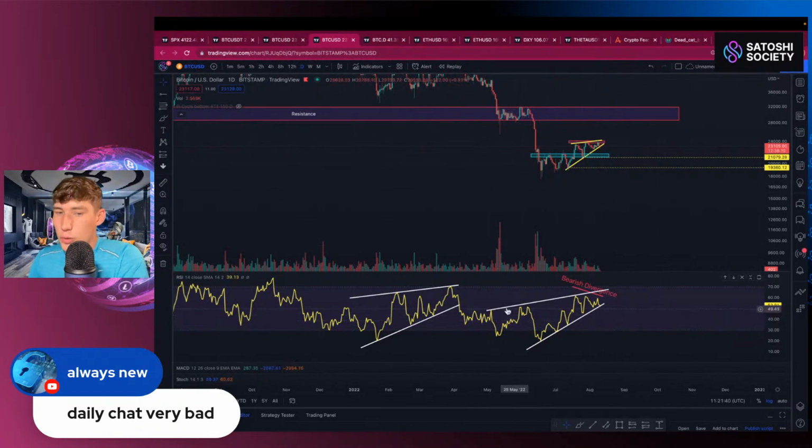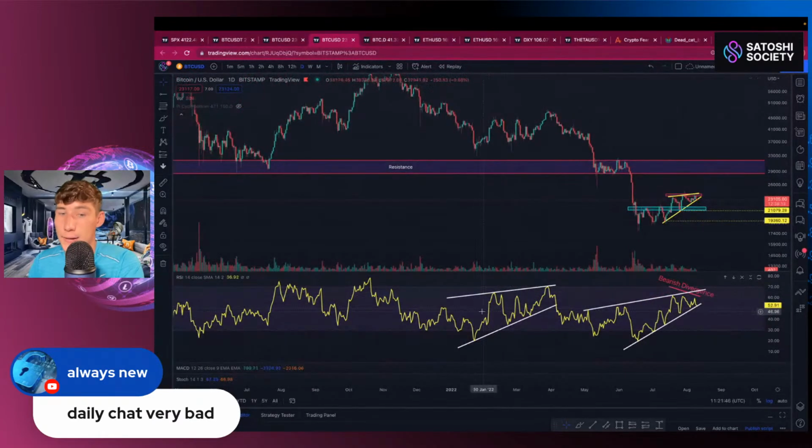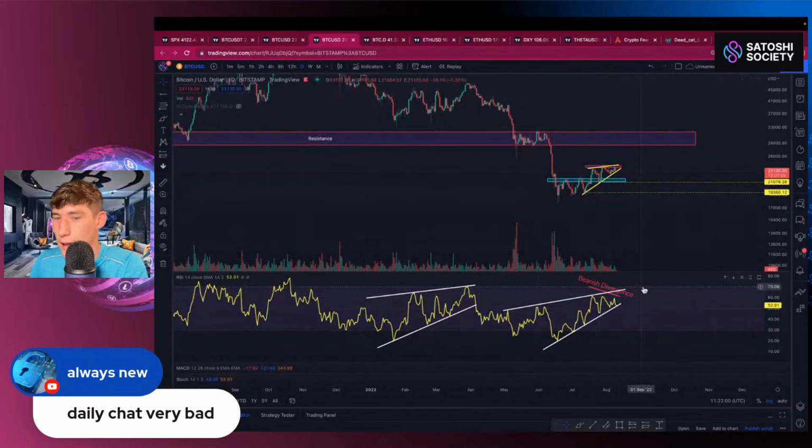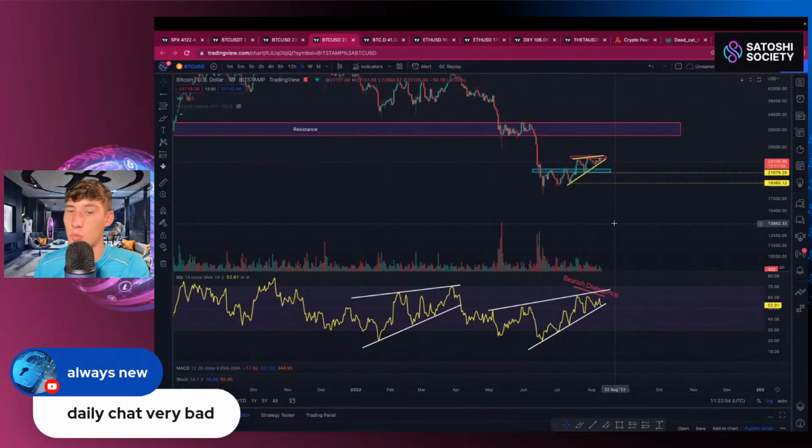But what I want to show you with these rising wedges is that previously when we've had these rising wedges, so the previous rising wedge we had on the RSI was back here, and we broke towards the downside of this rising wedge on the 6th of April. When we broke towards the downside, we did see a pretty major leg towards the downside. So that is what I'm worried about. You know, we have this rising wedge. If we do break towards the downside, we could have another leg towards the downside.